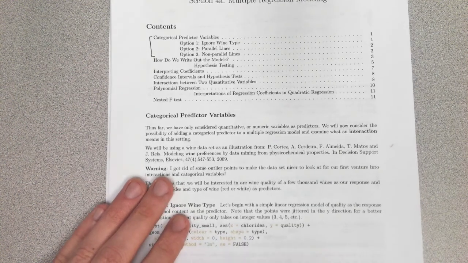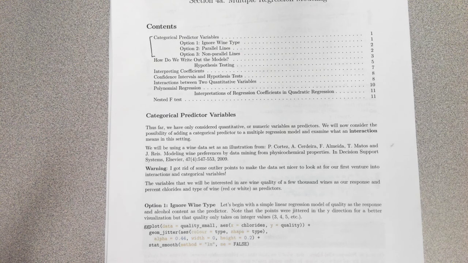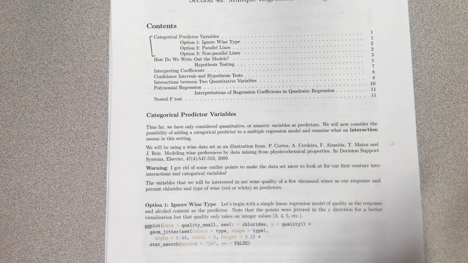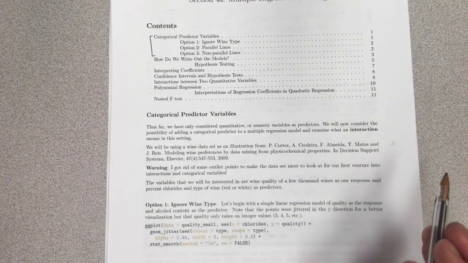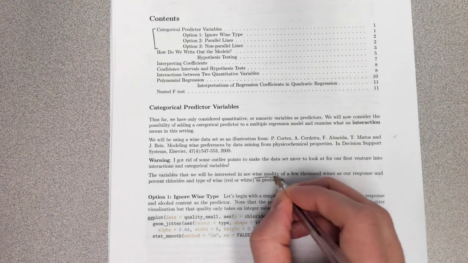And so it's really not too different to incorporate a categorical predictor into a multiple regression model, but there are some things that we'll need to address. And so what we're going to work with is this Wines data set. Our response variable is going to be wine quality.